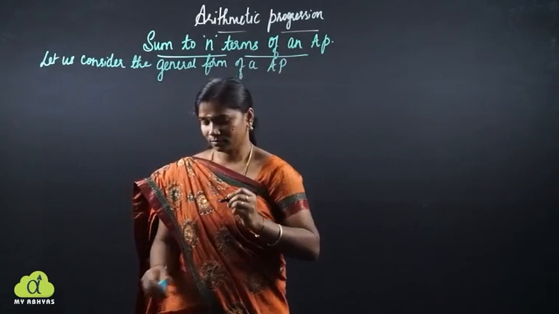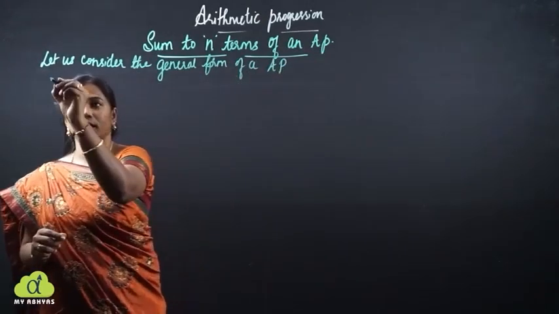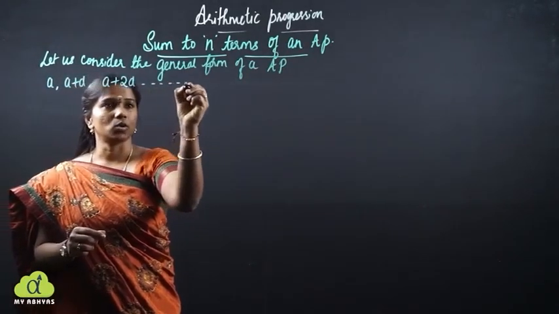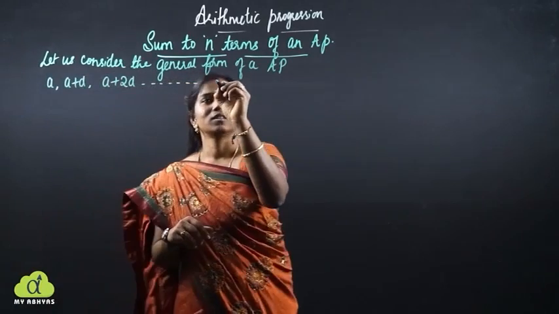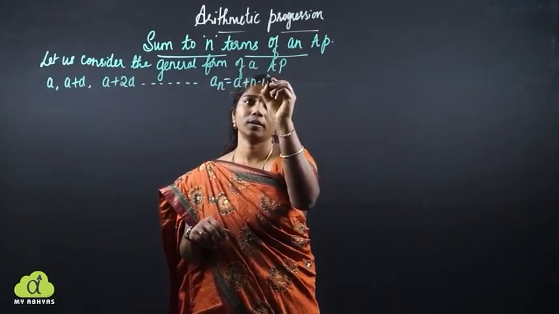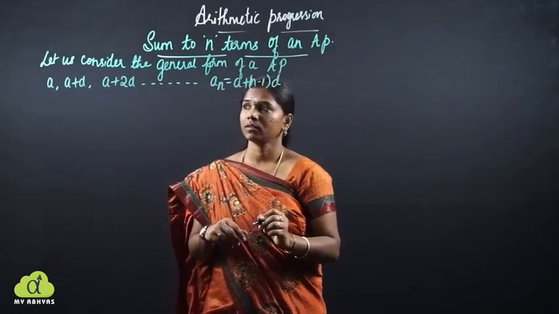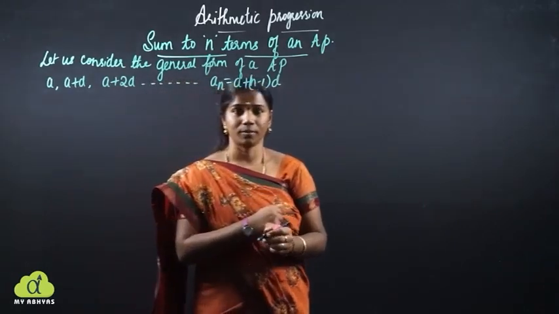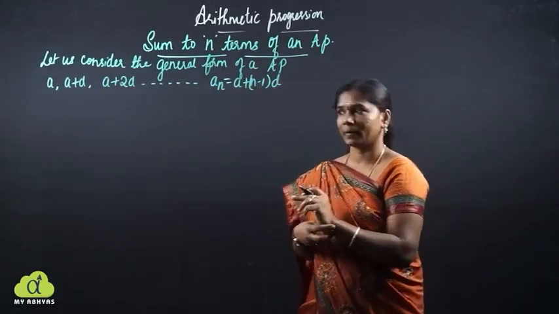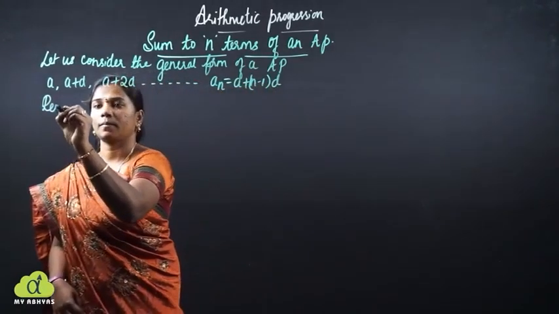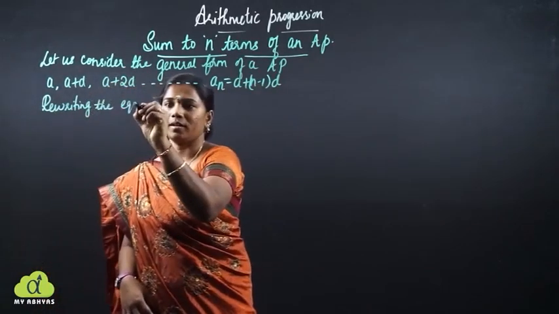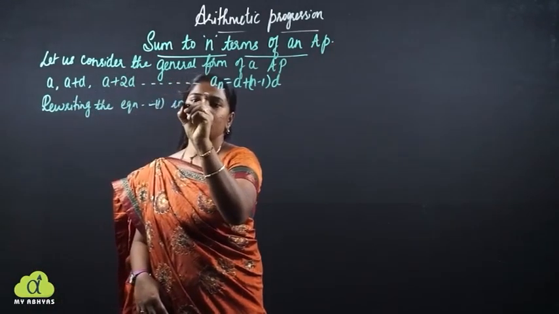What is that? Recall, it is a, a plus d, a plus 2d, and so on. You know the last term also: a_n is equal to a plus n minus 1 into d. So this is the general form of an AP. Now let us rewrite the same general form in reverse order. This is equation number 1.